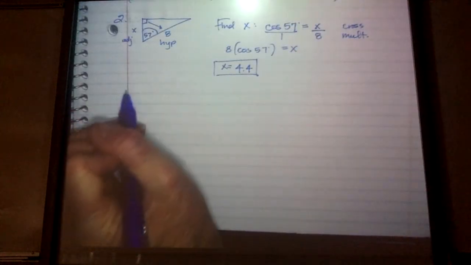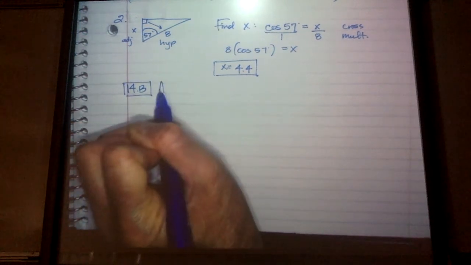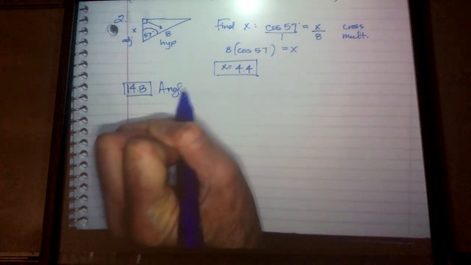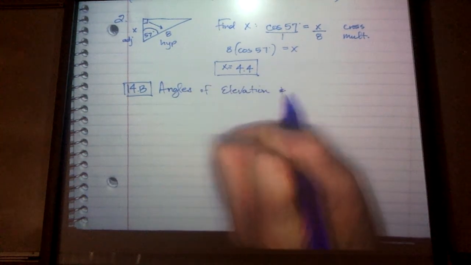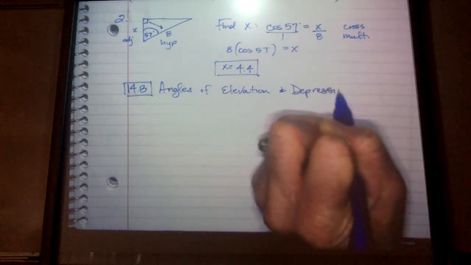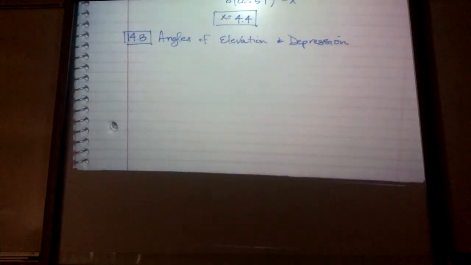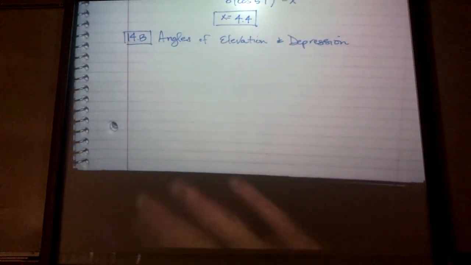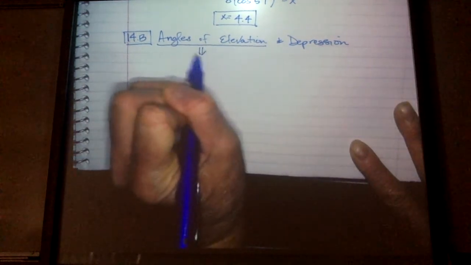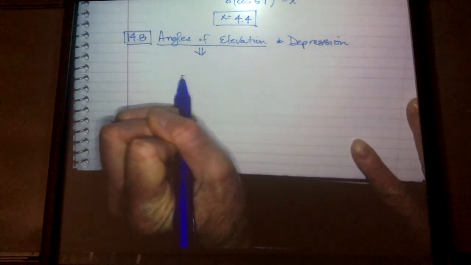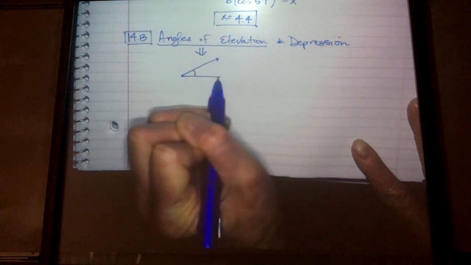Next part, or 14B, has to do with angles of elevation and depression. So these are almost always word problems. So let's go over what they look like. So an angle of elevation looks like the following. You've got usually the ground and you're looking up, so it would be the angle here.